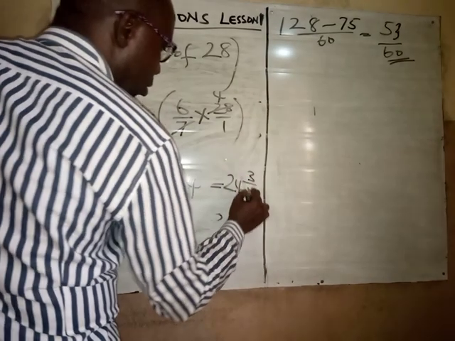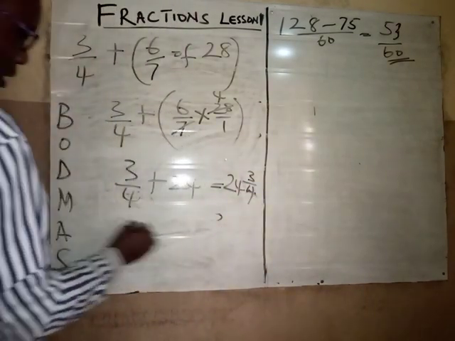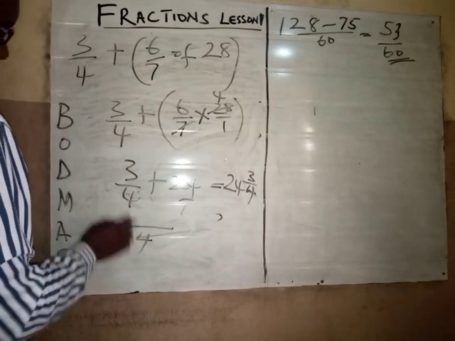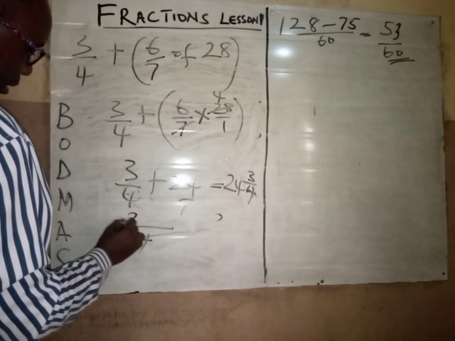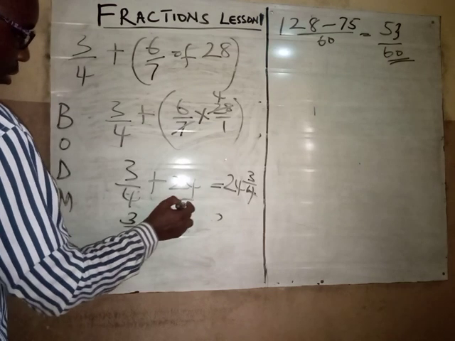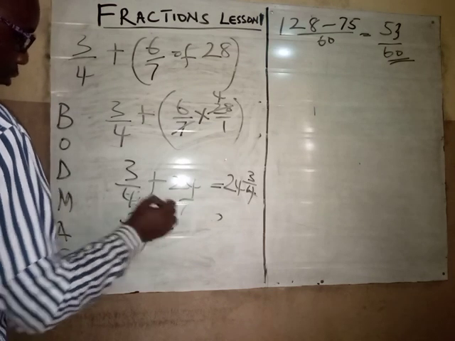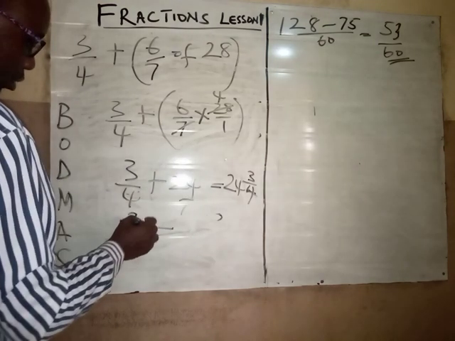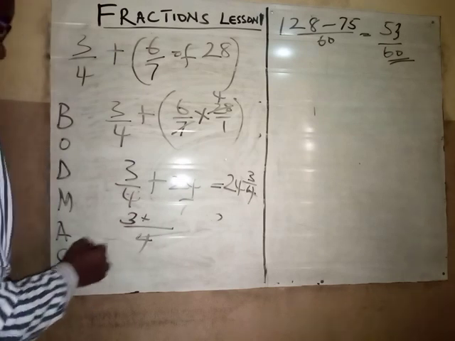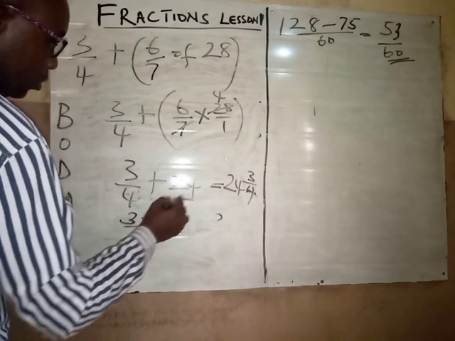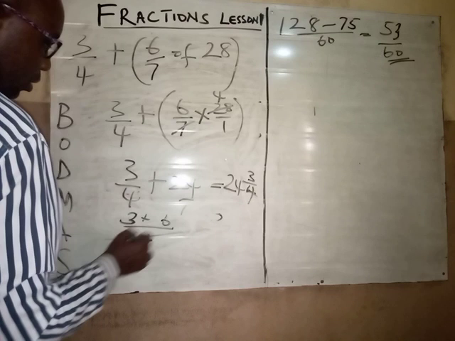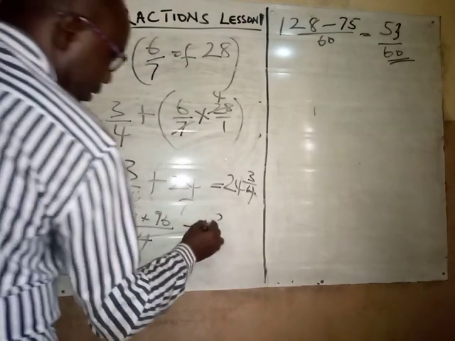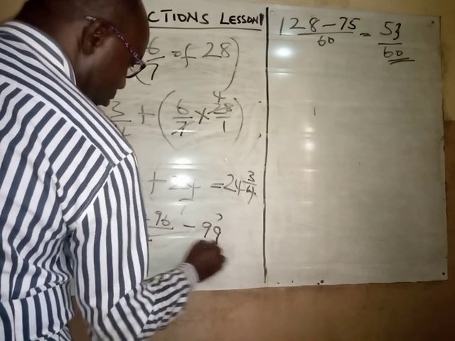Work it out by saying the LCM here is 4. 4 divided by 4 will give you 1. 1 times 3 is 3. For the 1 here, 4 divided by 1 is still 4, times 24. 24 times 4 is 16, carry 1, 8 plus 1, 96. So you now have 99 over 4.